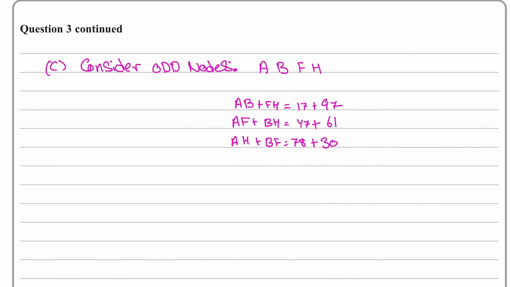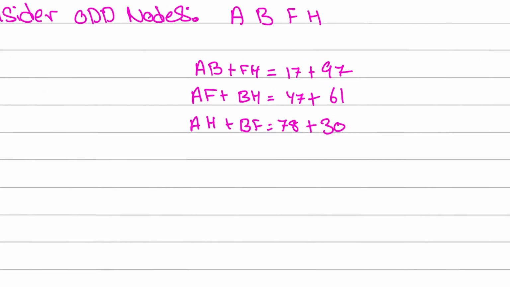So now we want to consider all of them again. AB is 17. Let me just highlight it so it doesn't get confusing for later. So I can just color code them. AB 17. FH is 97. And then we had AF, which was 47. And then BH, which was 61. And then we had AH, which was 78. BF, let me pick a different color. BF, which is 30. So we need to remember these for later.